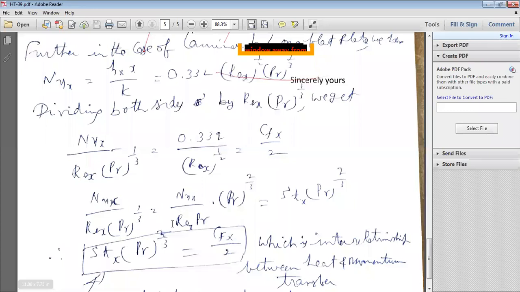That is Nux divided by Rex into Prandtl number in the denominator into Prandtl number to the 2 by 3. You can write like this. Here Prandtl number to the 1 by 3 can be written as Pr by Pr to the power minus 2 by 3. So you can take Pr to the power minus 2 by 3 to the top. That's why finally you can write this as Nux into Prandtl number to the power 2 by 3 divided by Rex into Prandtl number. Okay, now if you simplify this one.